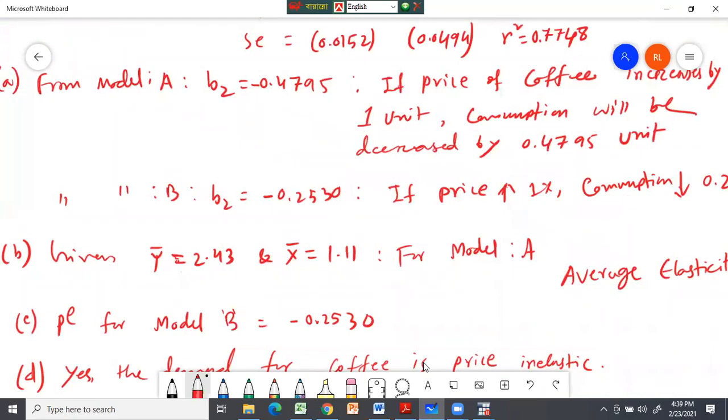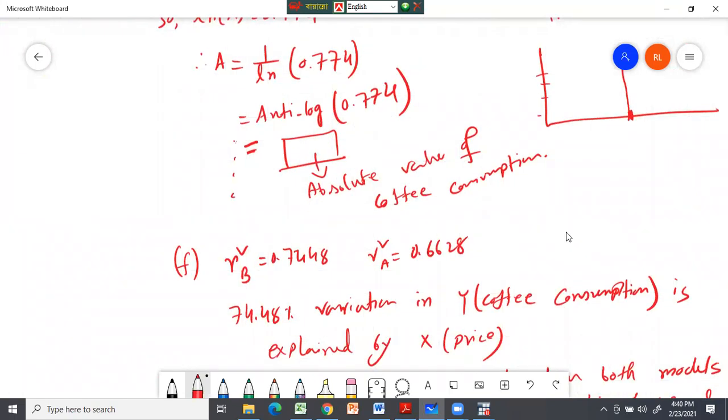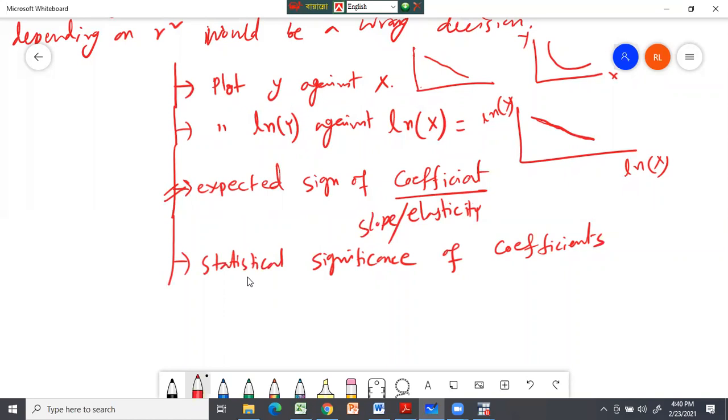But here, if both the elasticity coefficient as well as your slope coefficient are found statistically significant, then what would be the next approach to choose your model? And here also you have failed to identify which model is good or which model is better than the other. Do you understand what I mean? Sir, if any one model is insignificant, we would choose that, right? Exactly.